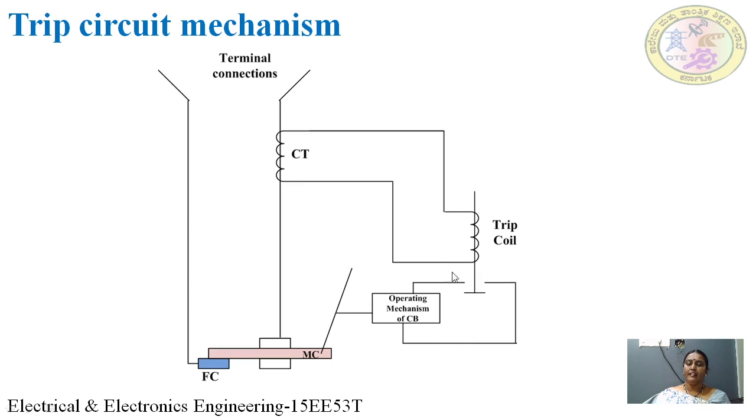Whenever a fault occurs on the system, due to the fault a large current will flow through the circuit. Due to the large current, the secondary will get sufficient voltage. Because of that voltage, the trip coil gets energized. Because of that, the relay contacts close, and this will give a tripping of the circuit.